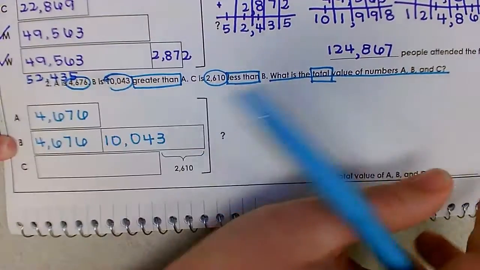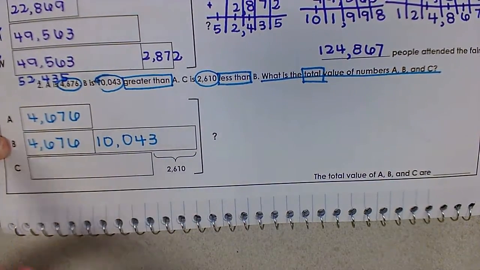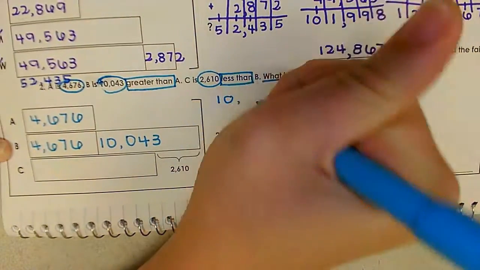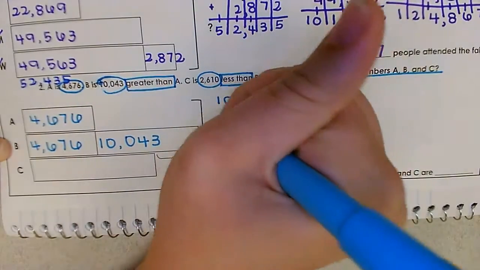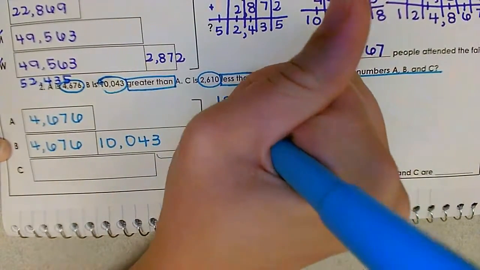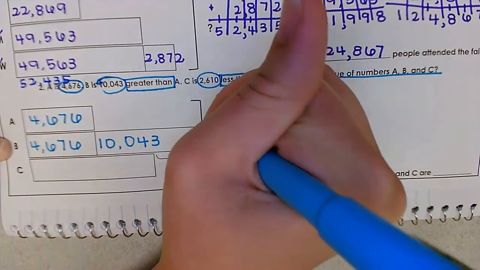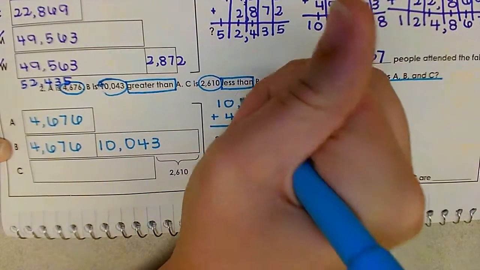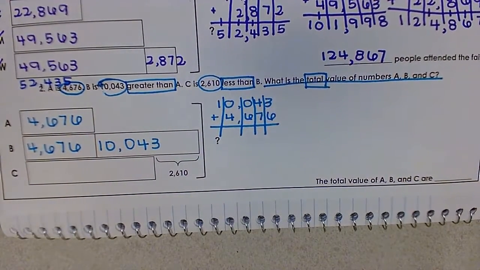Like I mentioned before, when I'm doing addition, I want to get into the habit of taking my larger number and putting it at the top of my standard algorithm. So I'm going to start by putting 10,043 on the top and adding 4,676 below it. I'm drawing lines to separate my place values.